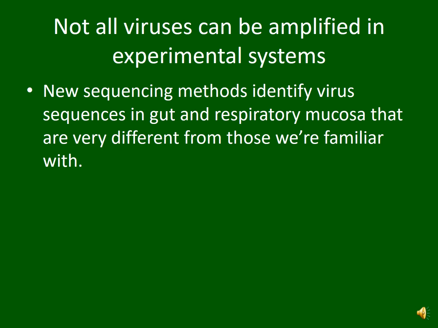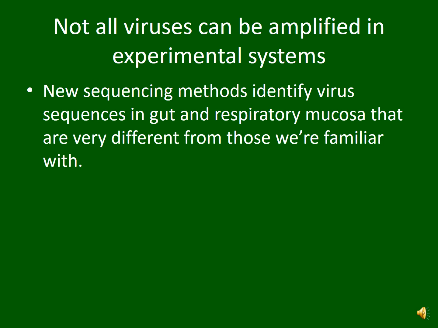Having said that, not all viruses can be amplified in experimental systems. We realize with new sequencing methods that when you take nucleic acid samples from gut mucosa or respiratory mucosa and run them through a sequencer, you find all kinds of sequence that clearly looks viral in nature. That is, you exclude the DNA of the host, you amplify the rest, and you see all kinds of clearly viral sequences.